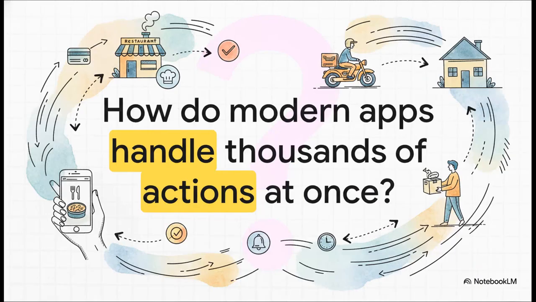I mean, just think about a food delivery app for a second. You place an order, right? And instantly, the restaurant gets a notification, a driver is found, your payment goes through, and you're getting live updates on your phone. It's a ton of moving parts, all happening at the same time. How does a system like that not just completely fall over? Well, that's the big question we're going to unpack.